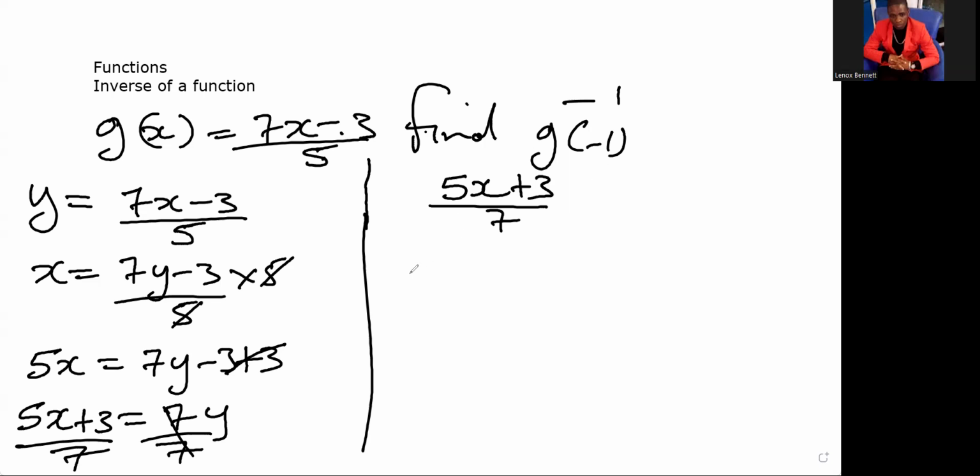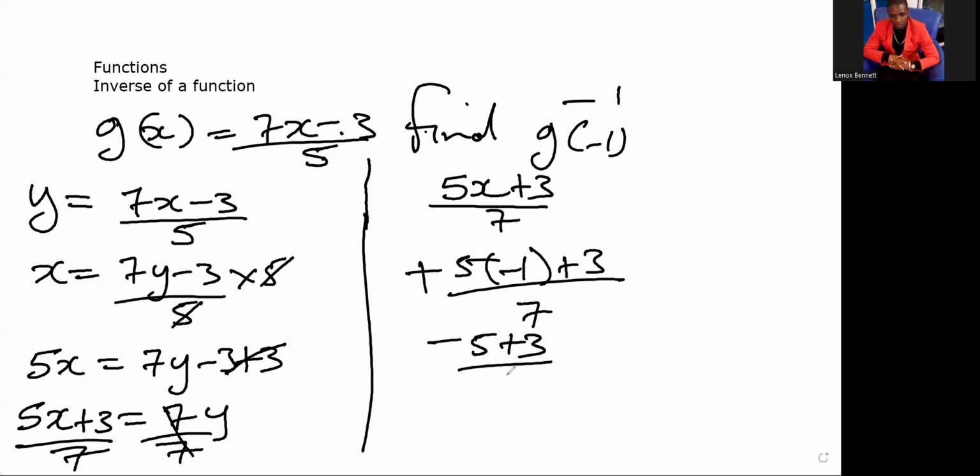Now we're supposed to plug in negative 1. 5 times negative 1, negative 5. That's it. All right, let's do another.